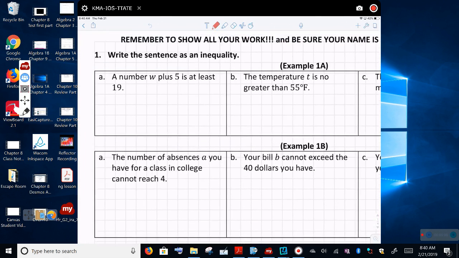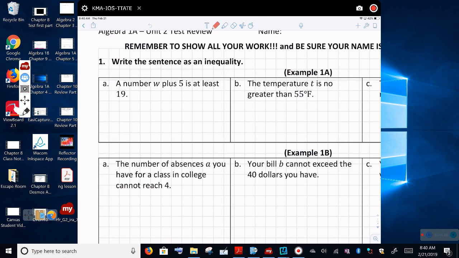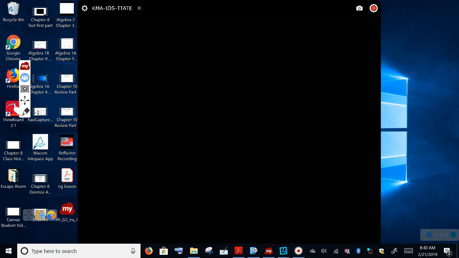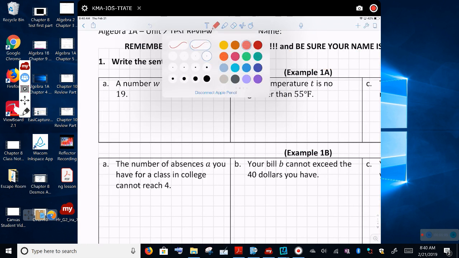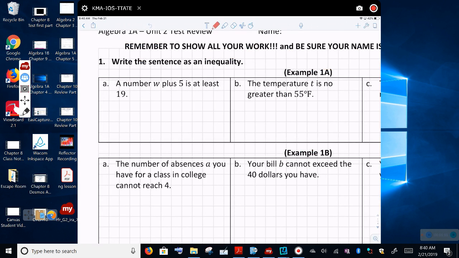So, the first type of problem, we want to write the sentence as an inequality. What are the 4 types of inequality signs that we're primarily working with in this chapter? Greater than, so greater than opens to the left, right? Less than opens the other way. Okay, and I need 2 more. They're very similar: greater than or equal to, and less than or equal to.